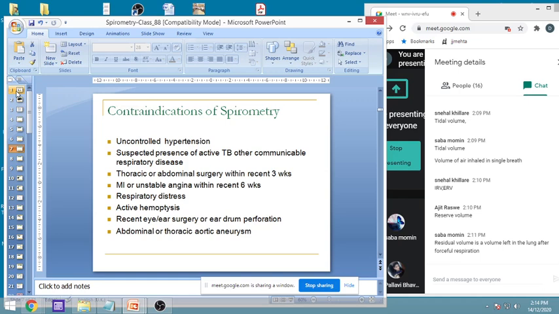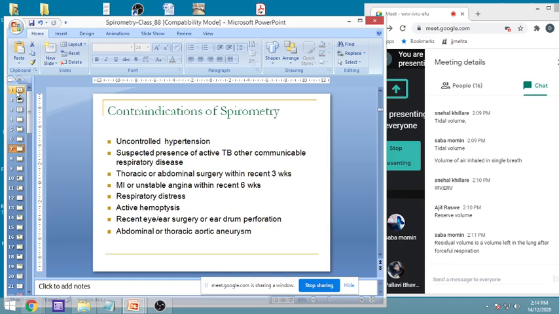Where we cannot use spirometry: when there is uncontrolled hypertension, we should not use spirometry. Suspected presence of active tuberculosis or other communicable diseases, in that it is not used. Thoracic or abdominal surgery within the recent 3 weeks. Myocardial infarction or unstable angina within the last 6 weeks, it is not used. In respiratory distress, that is, the respiratory system is depressed too much, it is not used. Active hemoptysis, that is, blood coming in the cough, it should not be used. Recent eye or ear surgery or eardrum perforation, because it gives pressure on that, it should not be used.